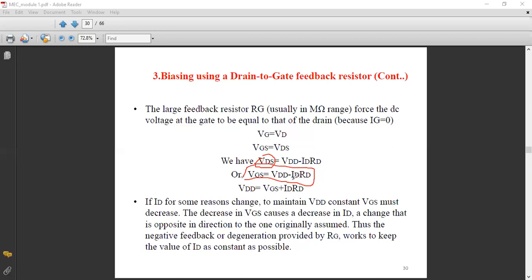Now, rearranging this equation, VDD, the total power supply voltage, is equal to VGS plus IDRD. Based upon this equation, we are going to establish that the Q point for this particular biasing circuit is stable.